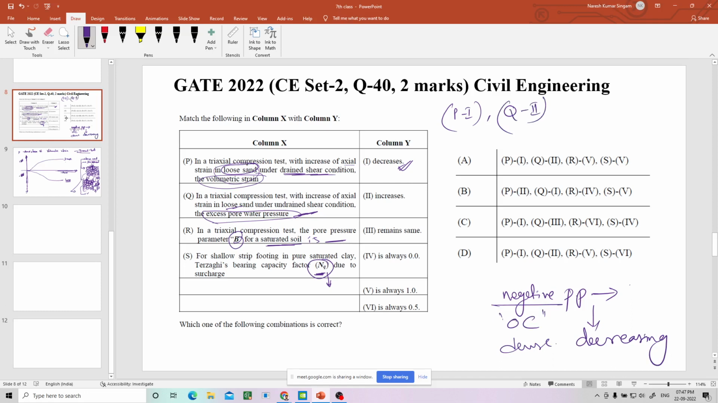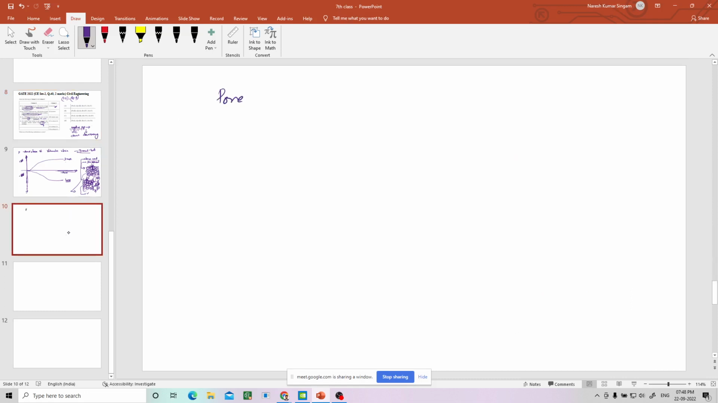In a triaxial compression test, the pore pressure parameter B for a saturated soil. Can anyone tell that? What is the value of that B? See, you should know there are two pore water pressure parameters, A and B.